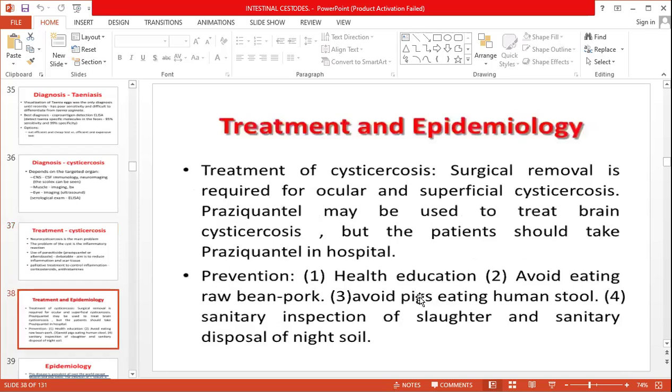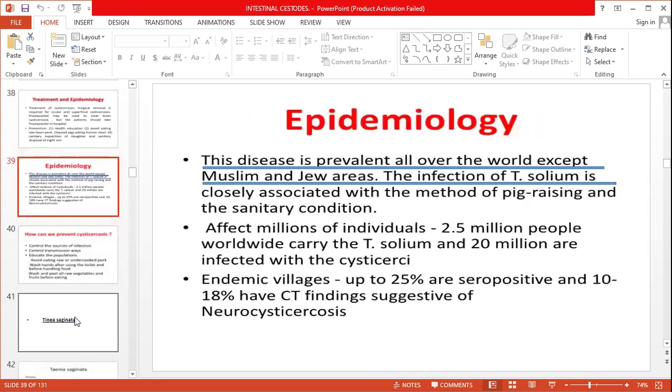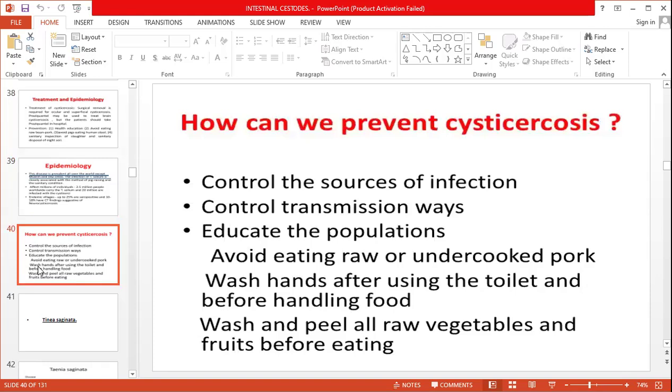In prevention: health education, avoid eating raw beans and pork, avoid pigs eating human stool, sanitary inspection of slaughter, and sanitary disposal of night soil. The disease is prevalent all over the world except in Muslim and Jewish areas. The infection of the T. solium is closely associated with the method of pig raising and the sanitary conditions.